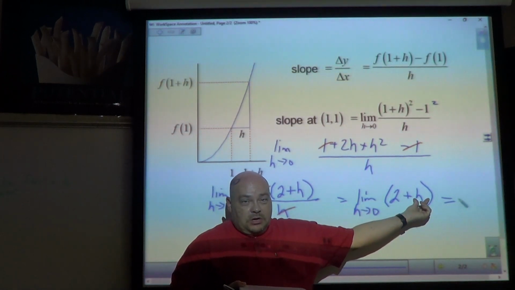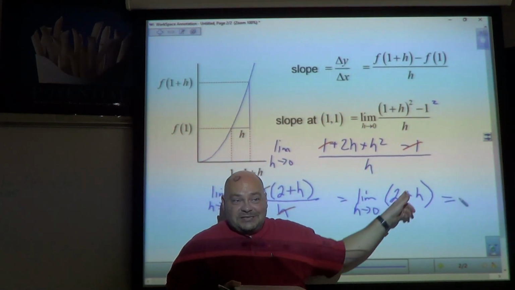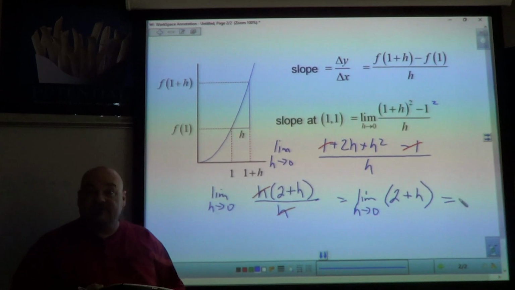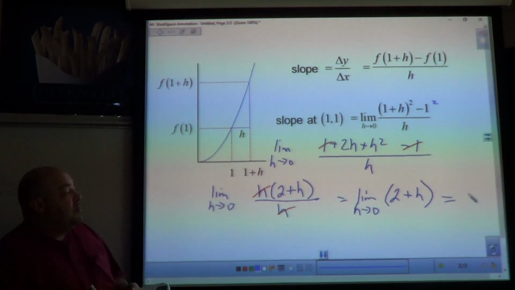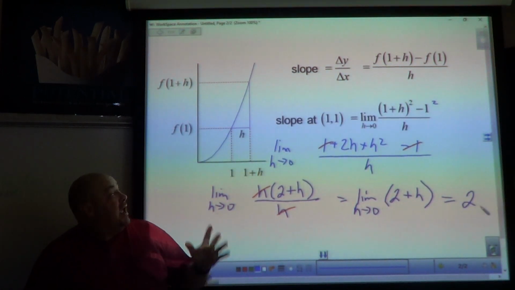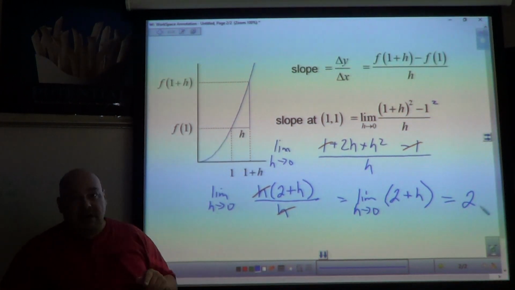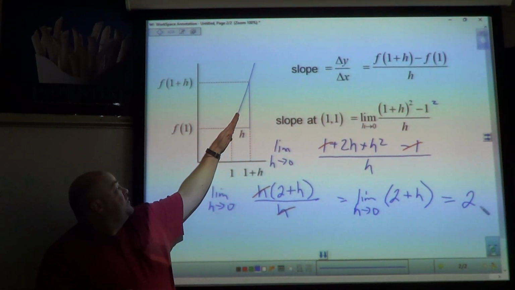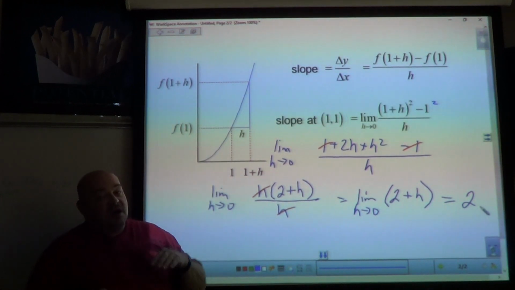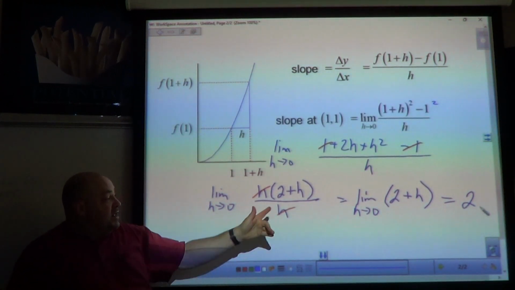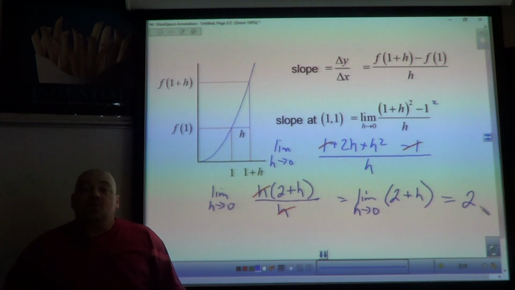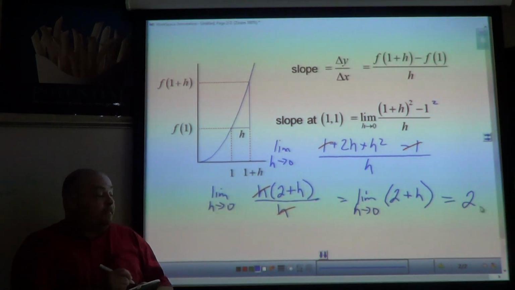And when we take our limit, remember we're just going to let h go to 0. As h gets closer and closer to 0, what's this thing going to have a value of? Well, it's going to be a value of 2. So our limit here is 2. And what are we finding here? We're actually finding the slope at this point right here. So we're finding the slope of the tangent line right there when x is 1, and it turns out that slope is going to be 2.